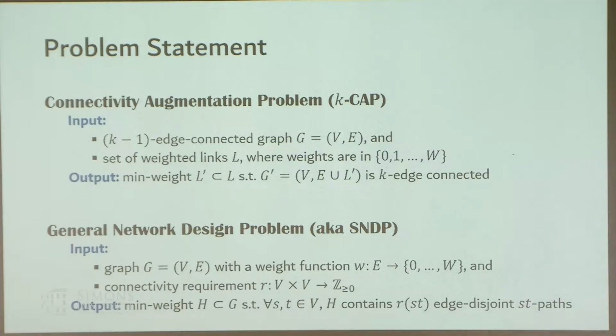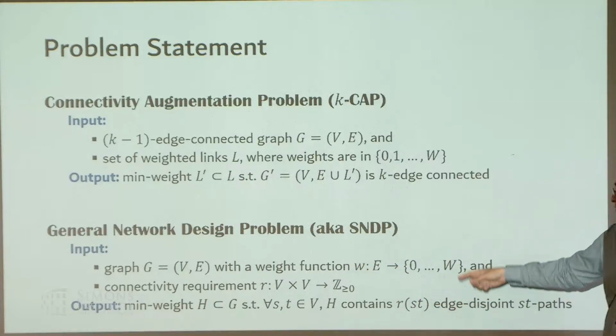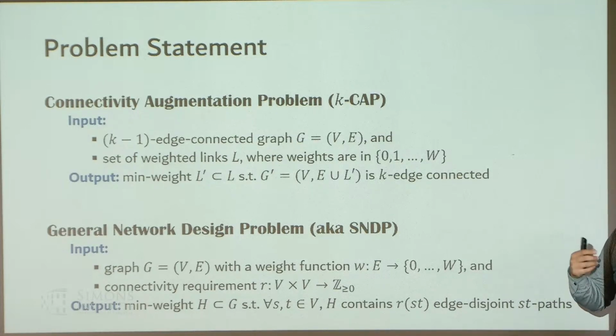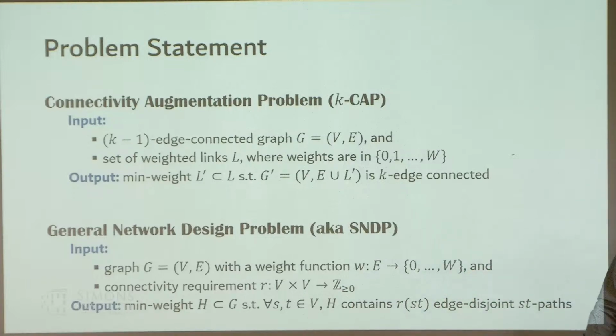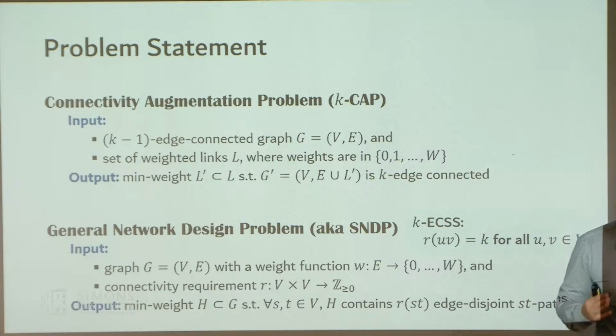More generally, we can think of the survivable network design problem, or SNDP, where we are given a graph G with weights on its edges, again from 0, 1 up to W. These are the weight values. Besides that, we are also given a connectivity requirement R, which shows how many edge-disjoint paths I would need between any pair of vertices in the graph. The output is the minimum weight subgraph H in G that satisfies all the connectivity requirements. So basically, H should contain R of S,T edge-disjoint paths between any pair of vertices S and T. This is a general problem, and it includes the connectivity augmentation problem as a special case. One other notable special case is the K-edge connected spanning subgraph, where the connectivity requirement for all pairs is equal to the same value K.